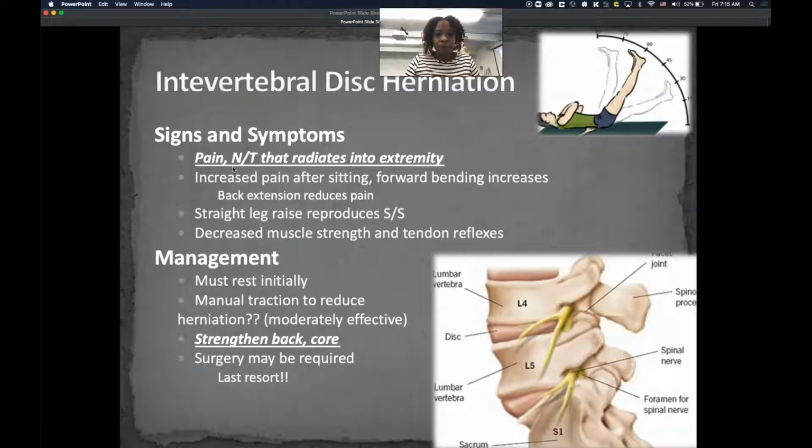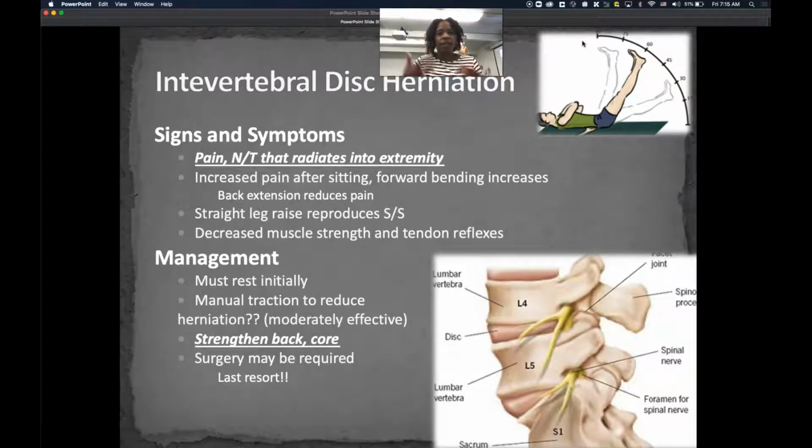On the upper right hand corner of this slide, what you're going to see is a straight leg raise. What we know about the straight leg raise is as we continue to raise that leg, it's going to stretch which nerve? Right, it's going to stretch the sciatic nerve. And so if they have a lumbar or intervertebral disc injury, what you're going to see is as we increase the straight leg raise and dorsiflex the foot, it's going to cause radiculopathy or that numbness and tingling.